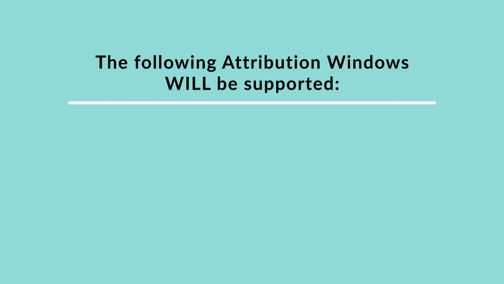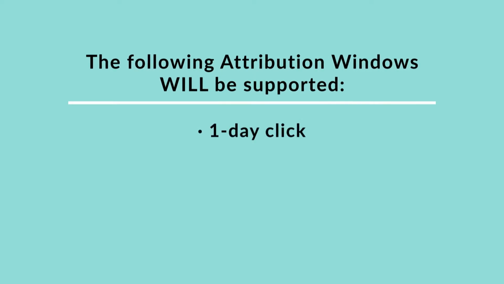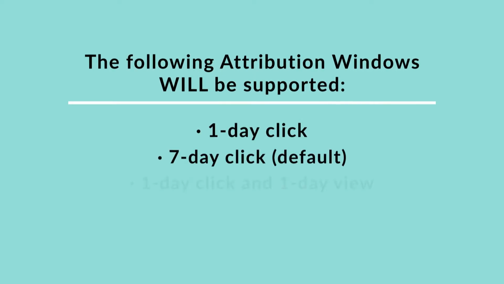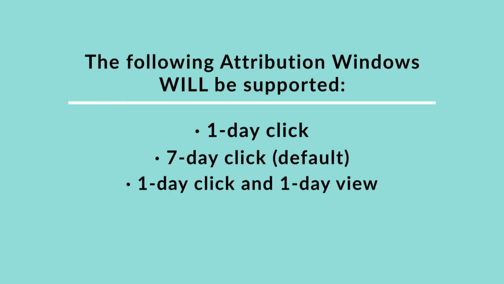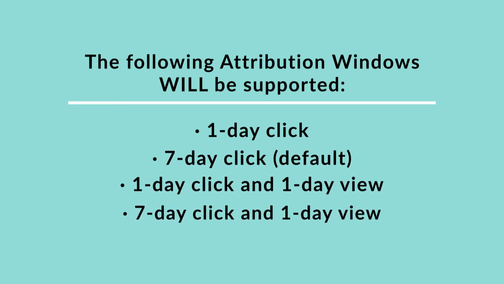So if I viewed your ad today and I took action within 8 days instead of 7, that's no longer going to be attributed to your ad. Only the following windows will be supported under this new attribution setting: 1-day click, 7-day click, 1-day click and 1-day view, and 7-day click and 1-day view. So if you have a longer sales cycle, you will definitely want to prepare for this change. We'll discuss how in step 3 of this video.